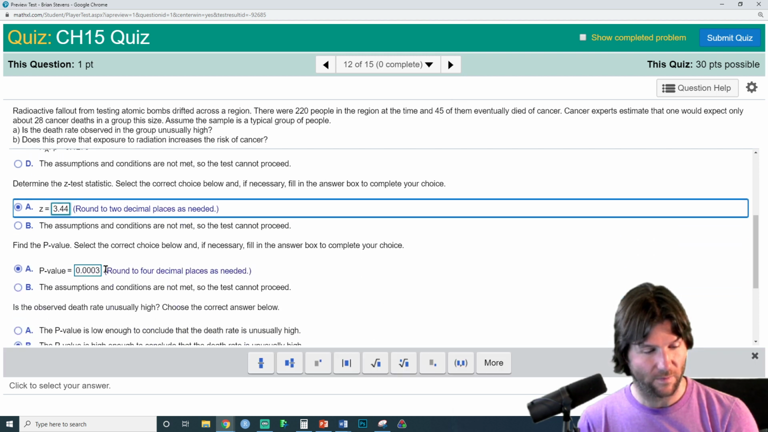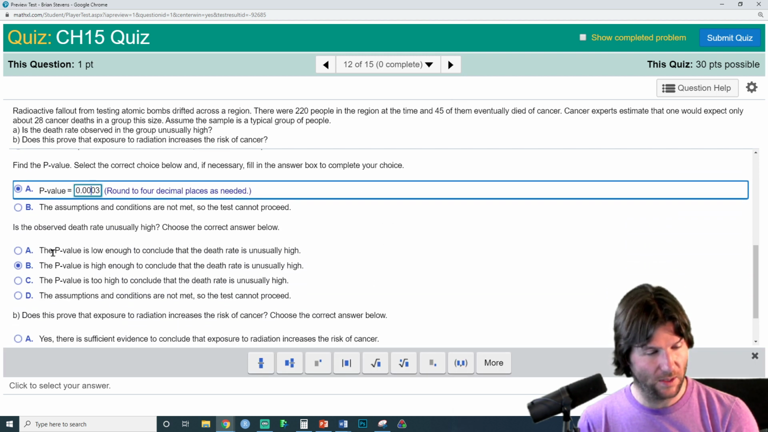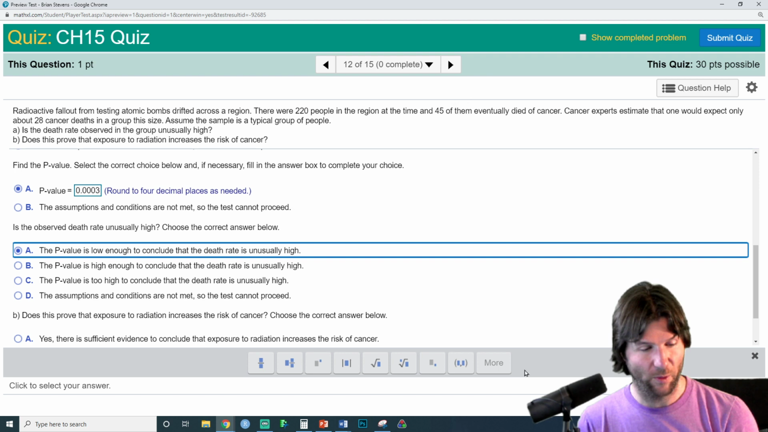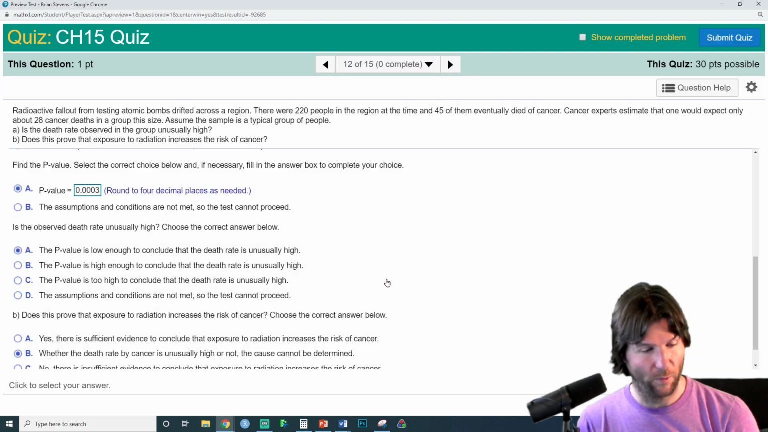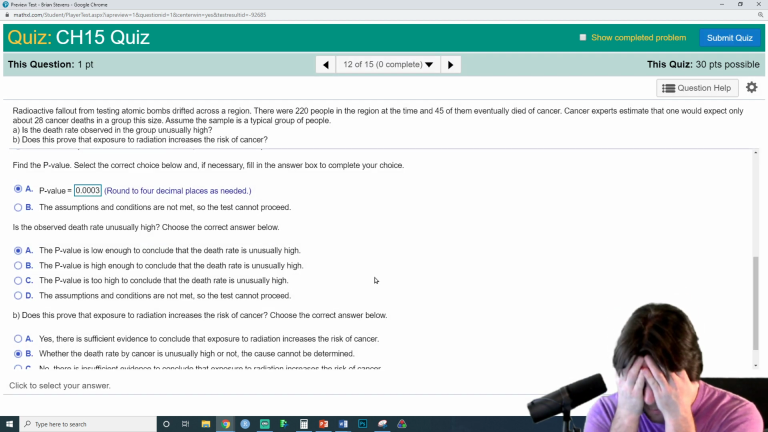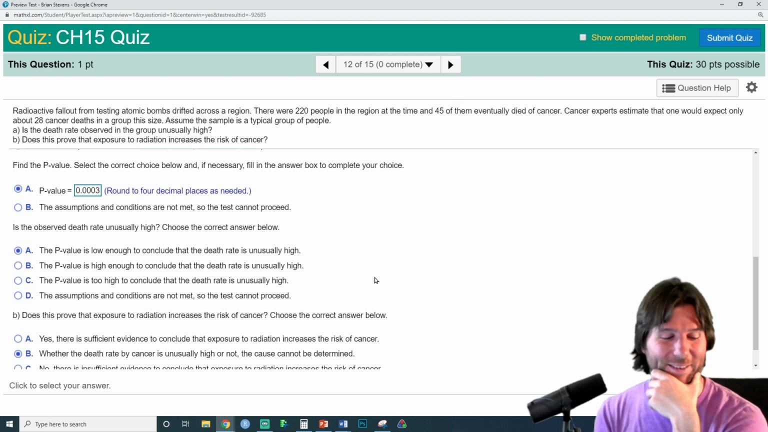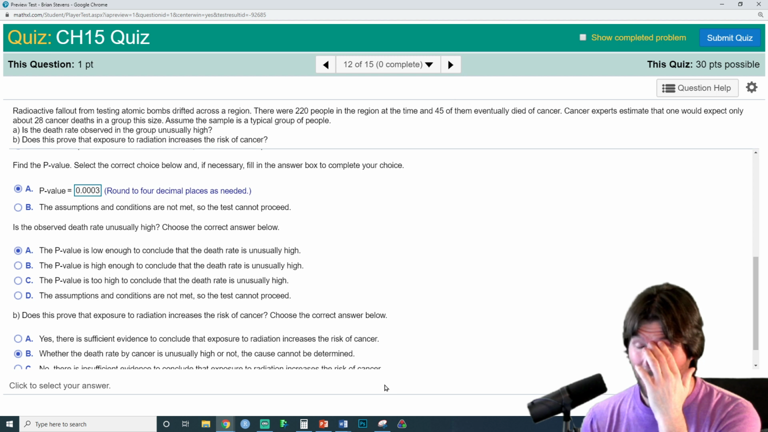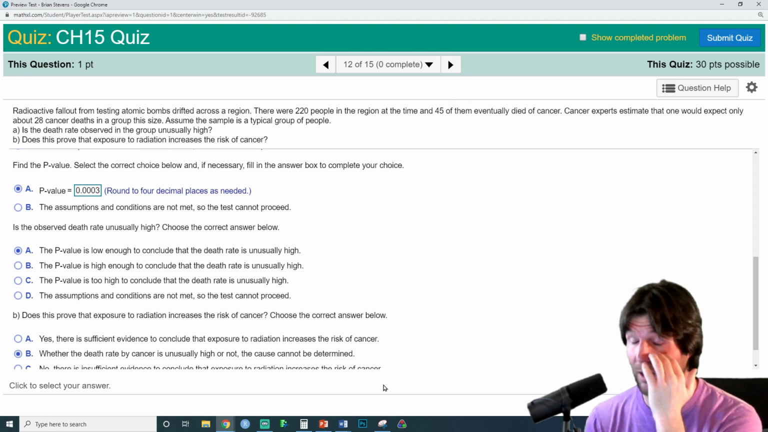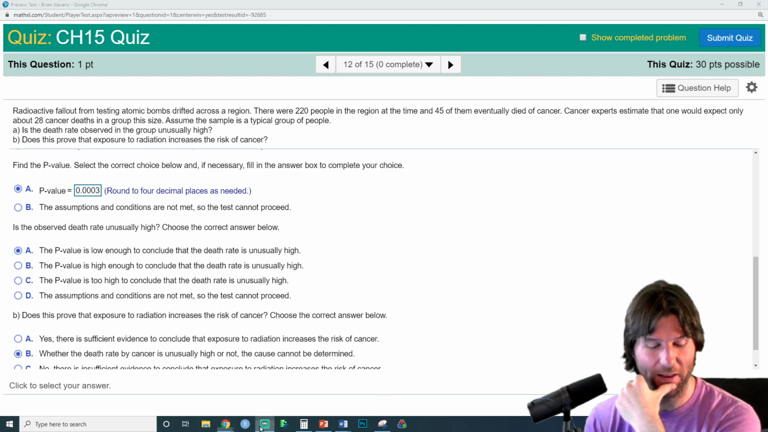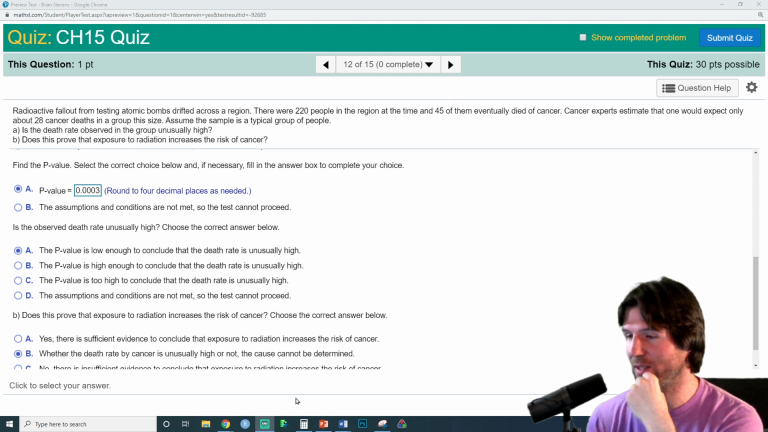So let's check. It's the p-value, is it? Is the observed death rate unusually high? The p-value is high enough to conclude... Yeah, that should be right there also. Oh, really? Oh my gosh. What is going on, guys? Oh my gosh, what is going on? Wow. When the p-value is low, reject the null. I've said that a million times. Wow, that's embarrassing.